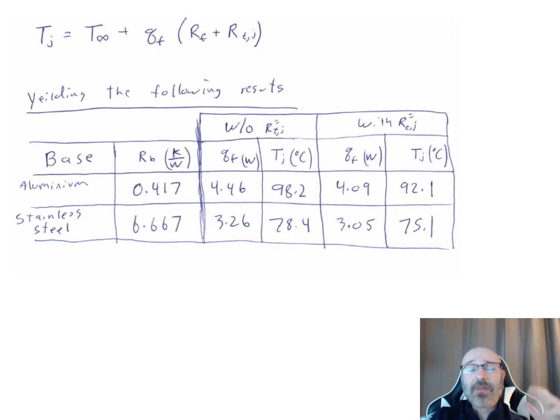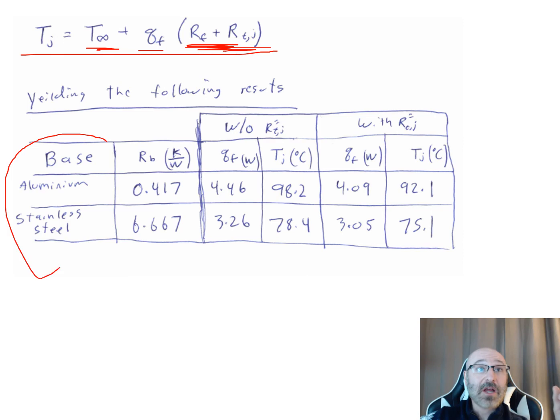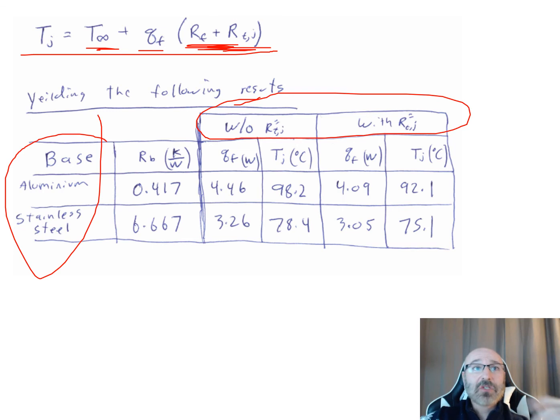I think the best way to represent this is a little table. This could be in Excel, or you could do this in MATLAB or Python, something like that, or even just by hand. Our T sub J is equal to the surrounding temperature plus Q sub F times those two resistances, R sub F and R sub T J, yielding the following results. We have different cases: two different types of bases, and with and without contact resistance. Our R sub B for the two bases is 0.417 for aluminum and 6.667 for stainless steel, and across the top we have with and without contact resistance.